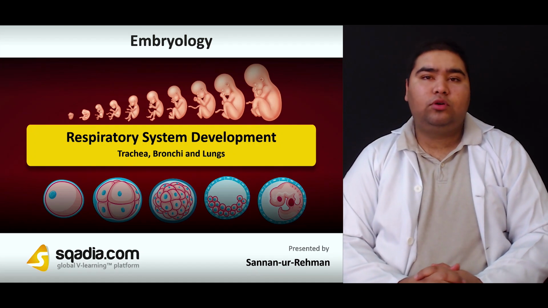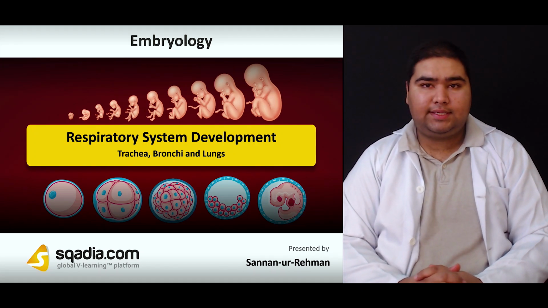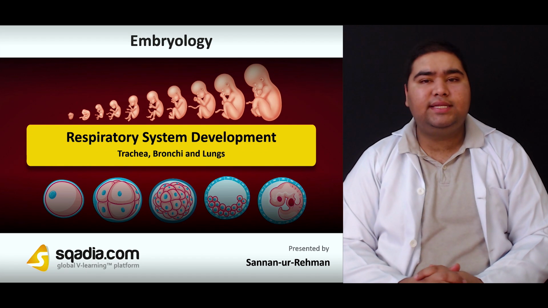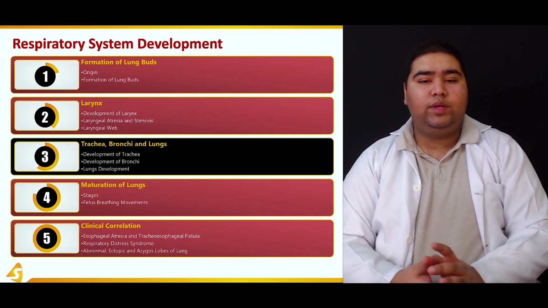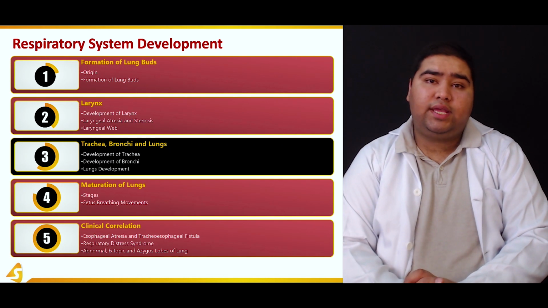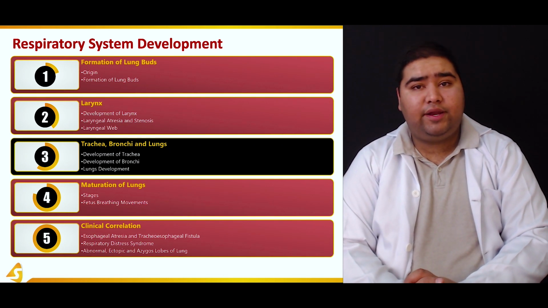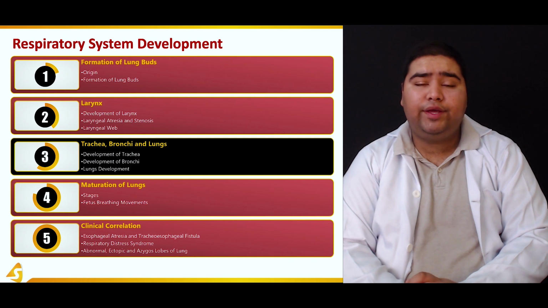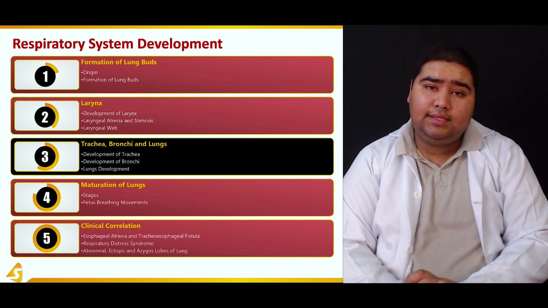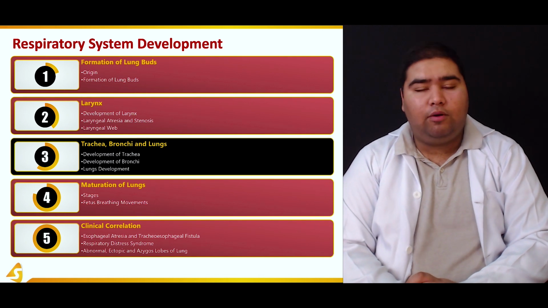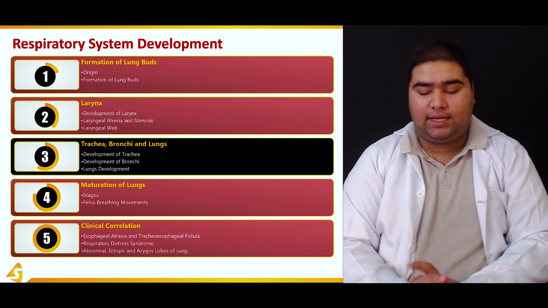Welcome again. We are talking about the respiratory system development. In this section, we'll deal with the trachea, the bronchi, and the lungs. We'll see how the development of the trachea takes place from the respiratory diverticulum. Then we'll follow it to the formation of bronchi, and finally we'll see how the lungs are developed from that respiratory diverticulum.